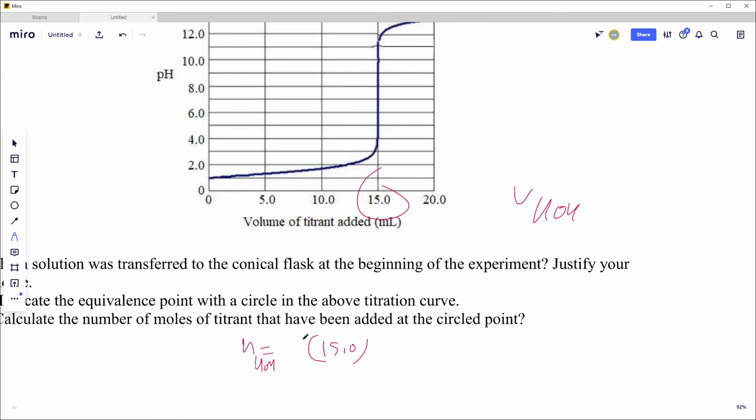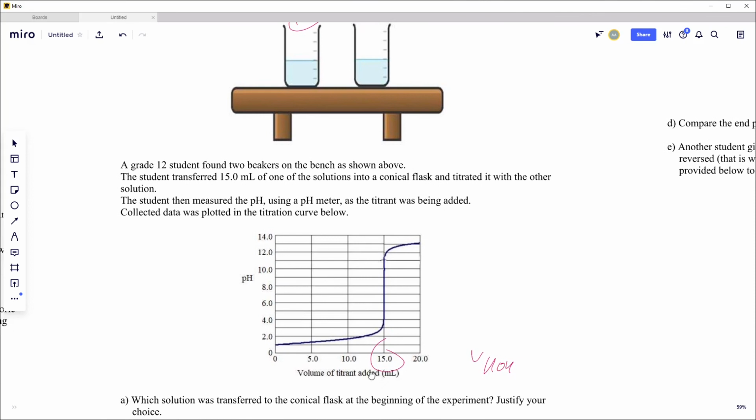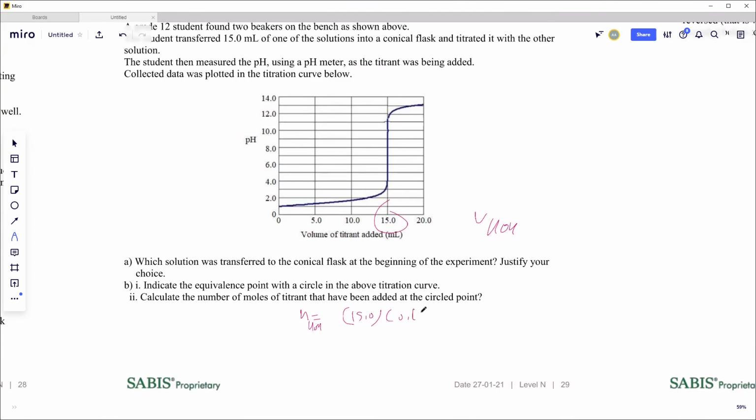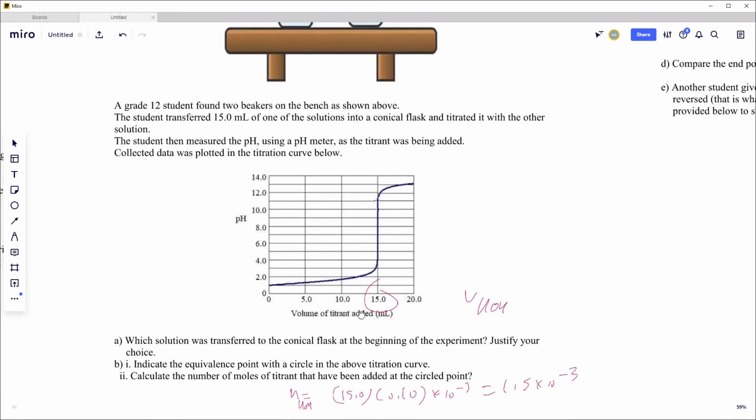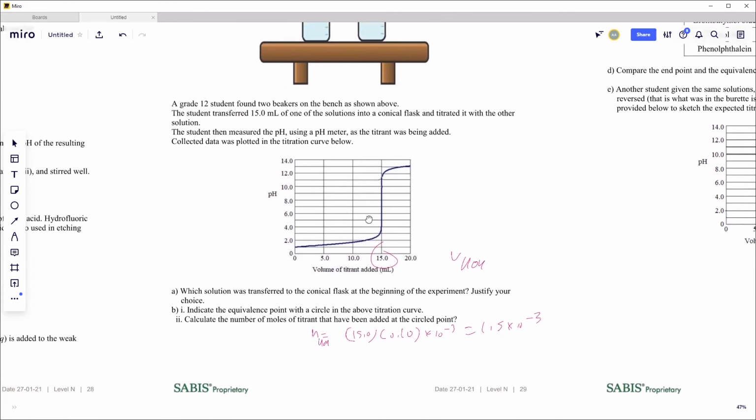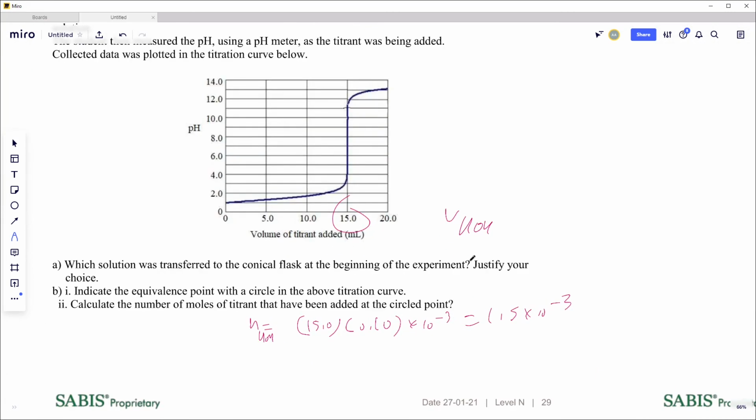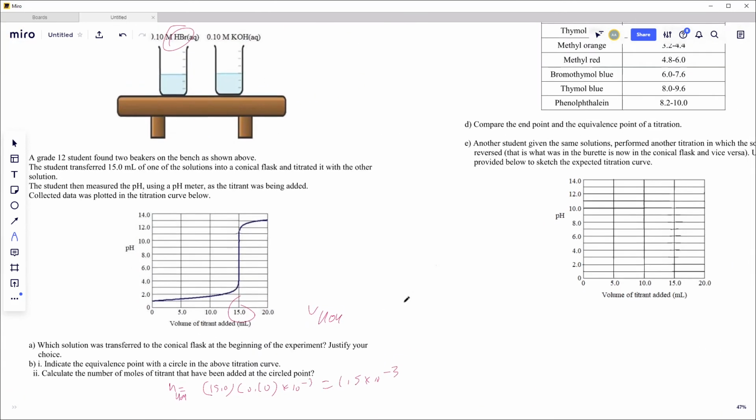is going to be its volume times its concentration, which is 0.1, right? So 15 times 10 to the power of minus 3 for the volume, because the volume is in milliliters, so you need to keep that in mind, times 0.1. You're going to get 1.5 times 10 to the power of minus 3. If you need to keep in mind significant figures, it looks like there are 2 from the 0.1, but anyway, it doesn't matter as much.